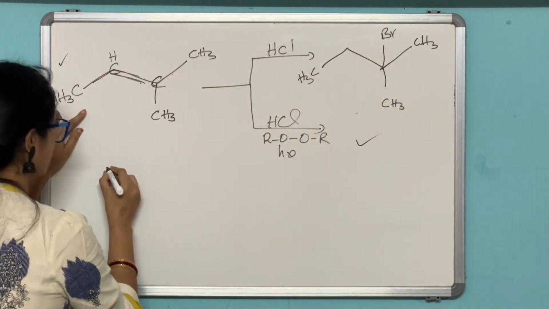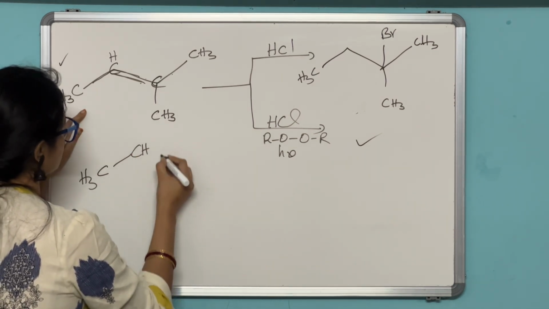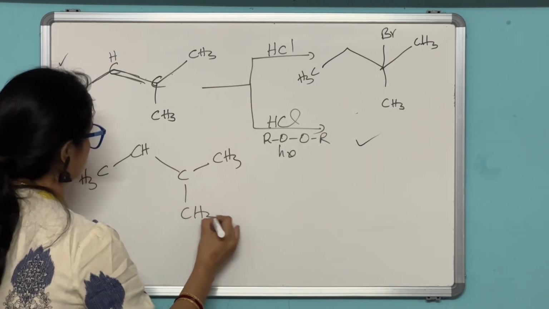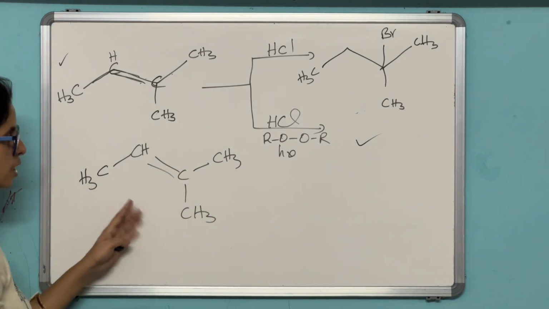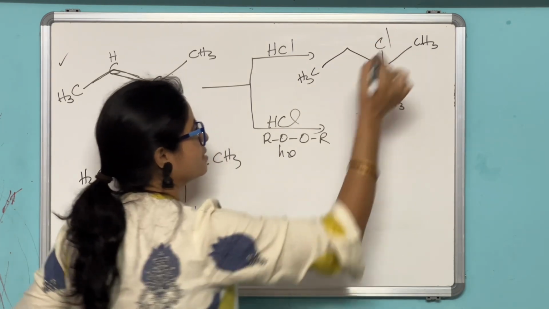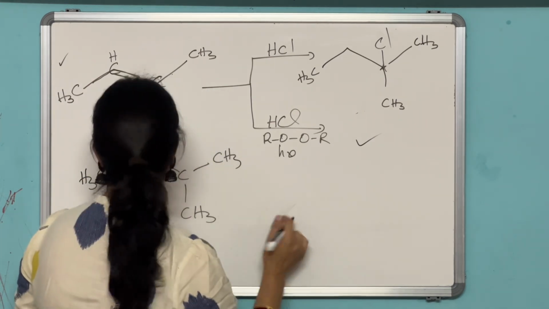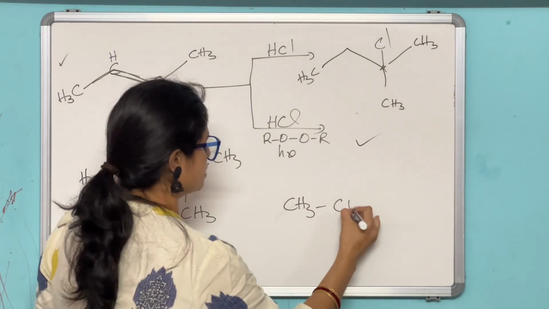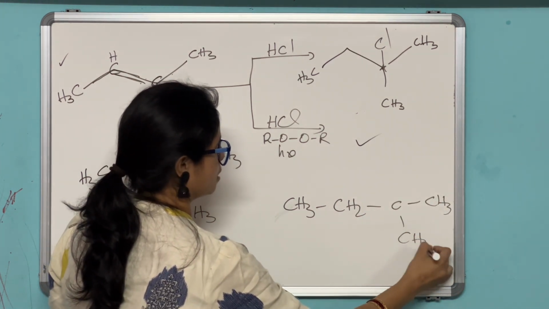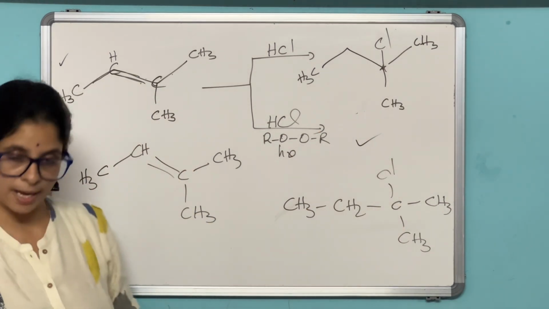Or if you are confused with this, it is simply CH3 CH3. This is the structure given to you. Now you add, sorry, it is Cl, no? Cl. So with peroxide, CH3, CH2, CH3, CH3, Cl. Both are the same. Okay. Now we'll discuss HBr and peroxide.